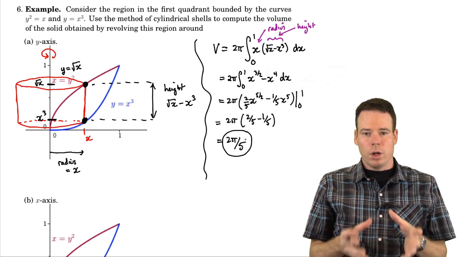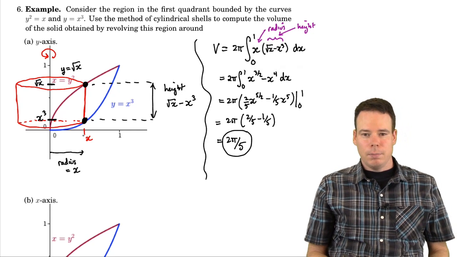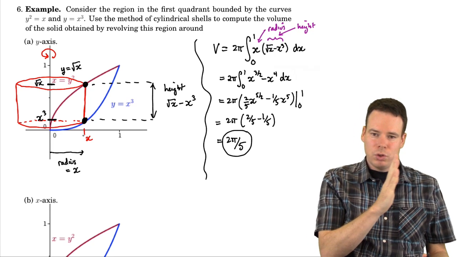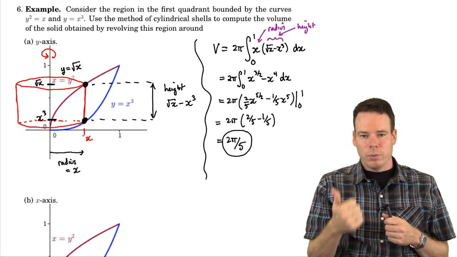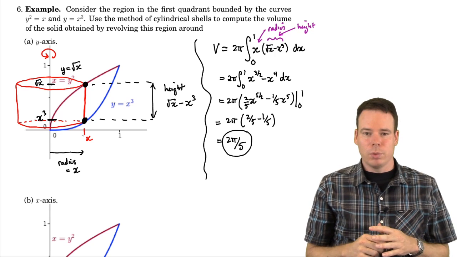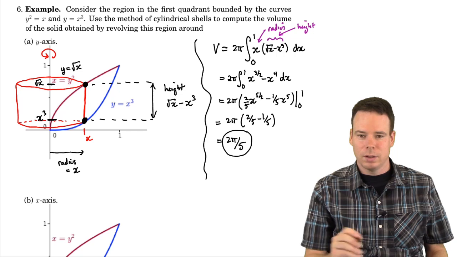So again, draw an arbitrary cylinder at a position x. Make sure you think about which x values sweep out the entire region. In this case, it was 0 to 1. Work out the radius and the height, and then throw them all together in that integral. The integral of 2 pi times the radius times the height.